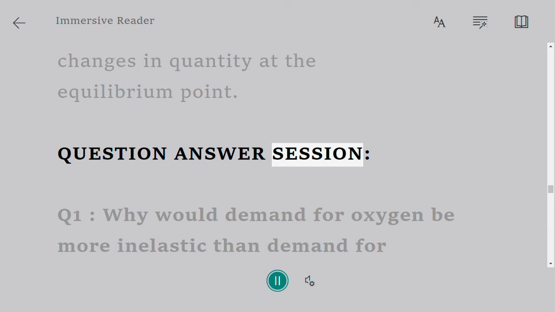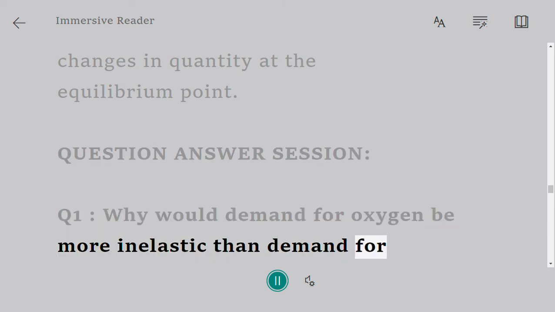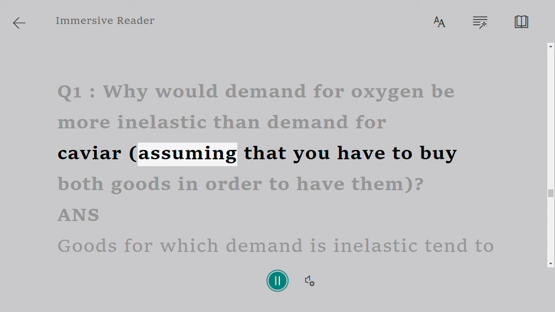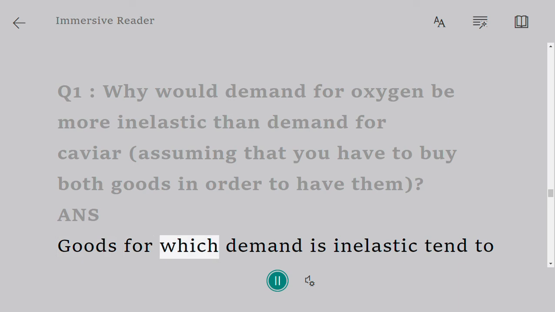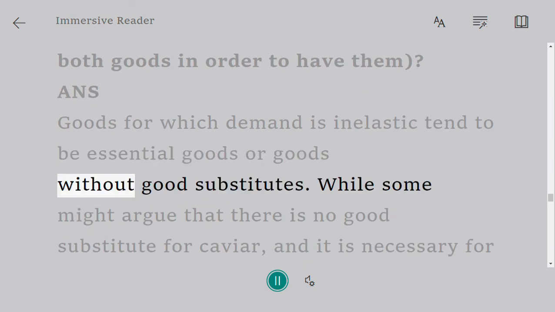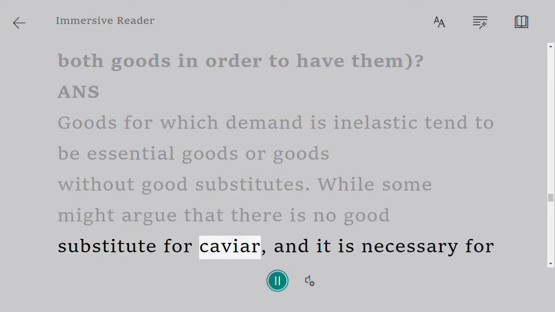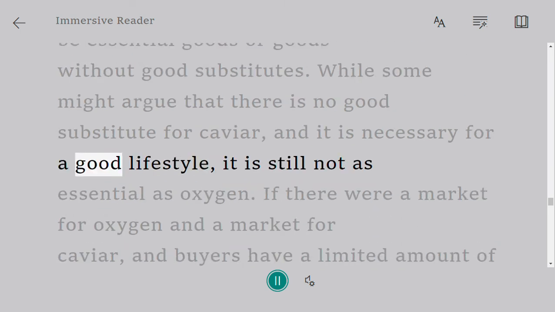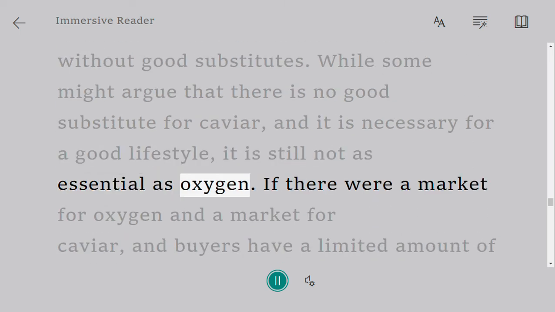Question-answer session. Q1. Why would demand for oxygen be more inelastic than demand for caviar, assuming that you have to buy both goods in order to have them? ANS. Goods for which demand is inelastic tend to be essential goods or goods without good substitutes. While some might argue that there is no good substitute for caviar, and it is necessary for a good lifestyle, it is still not as essential as oxygen.